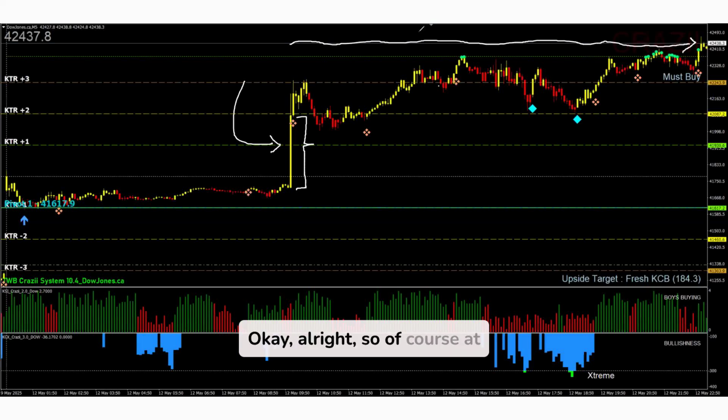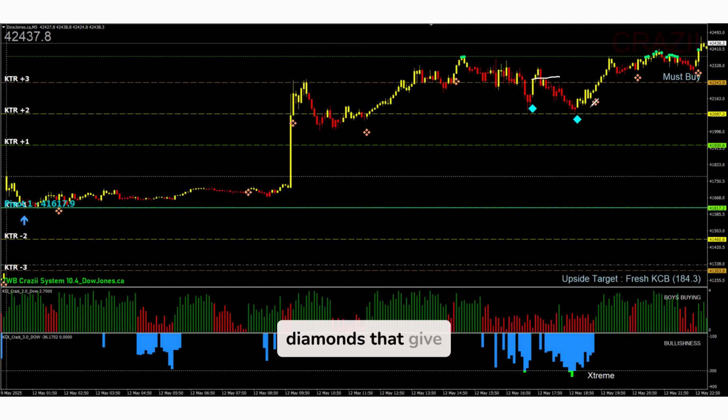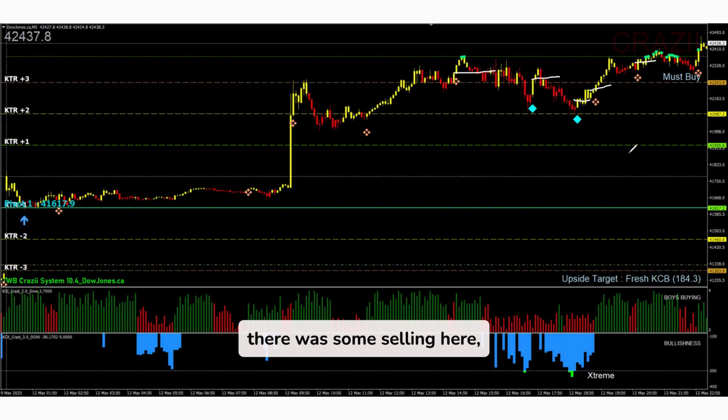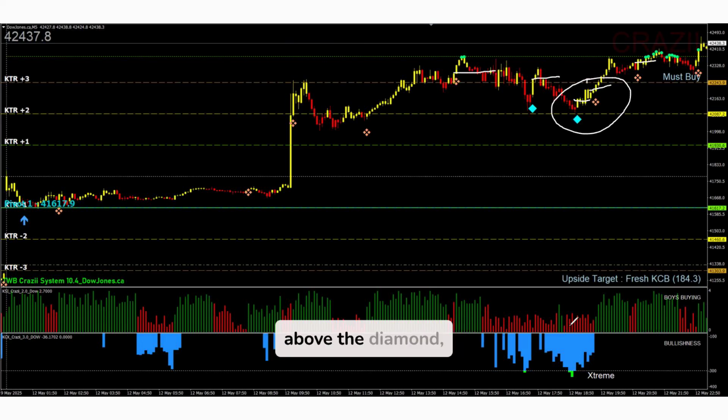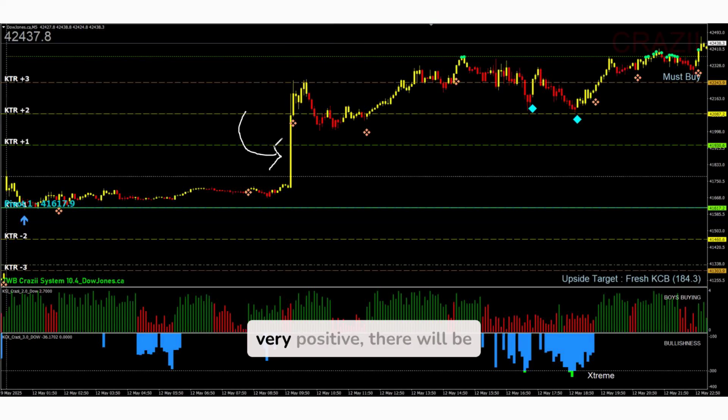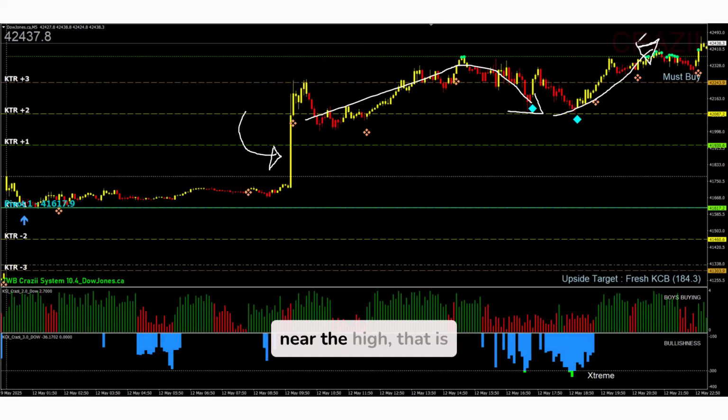Okay. All right. So of course, at the same time, there were multiple diamonds that give us the buying signal, but the majority are sell. There was some selling here. But when the market stays above the diamond and the KSI is green, the market goes up and it closed at the high as usual. Normally, when there's a fundamental news that's very positive, there will be the push up, there will be a pullback, and then usually the closing will be near the high. That is always the case.